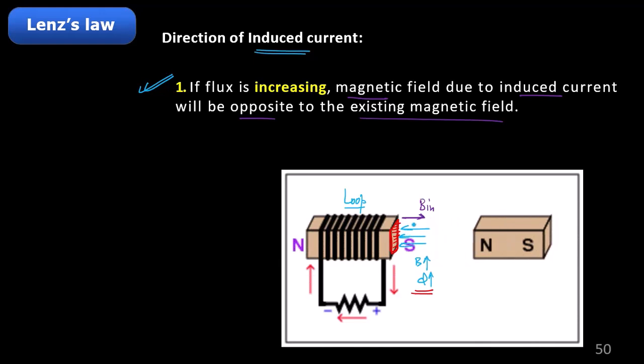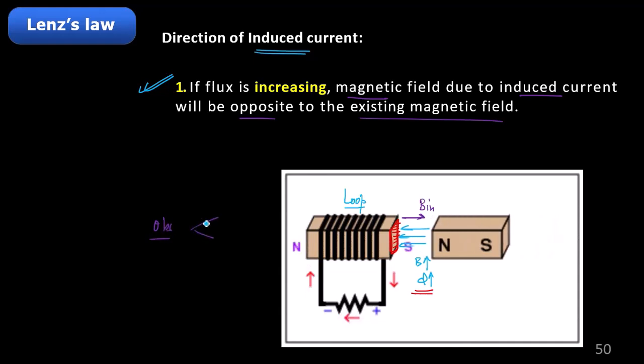So because of that, the current will flow such that an observer on the left hand side will see the current in the clockwise direction. You will see the clockwise direction of current.